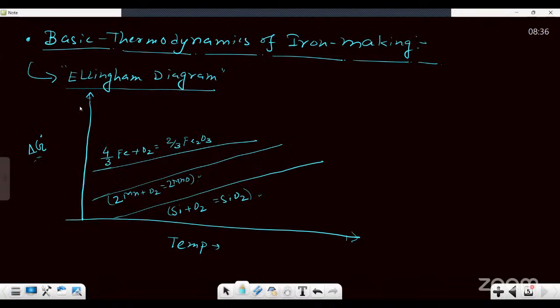These delta G values are always negative, so this axis is entirely the negative axis. We can say that it has got more negative delta G value, and we know from our basic thermodynamics, from our basic knowledge of chemistry, that the lower the delta G value, the more stable that material is going to be. So I can say that silica is more stable compared to MnO. Similarly, MnO is more stable compared to Fe2O3 at any temperature.